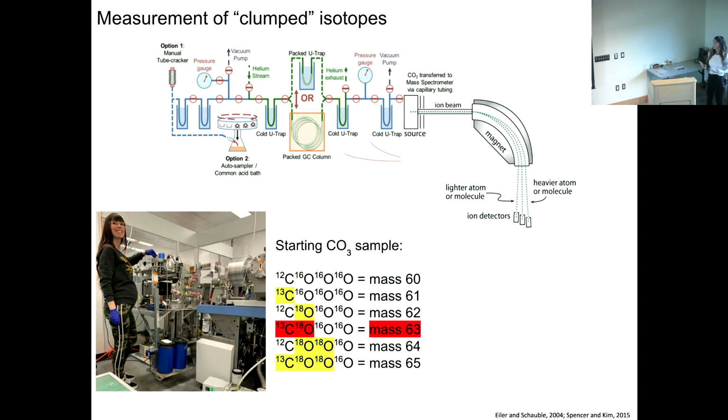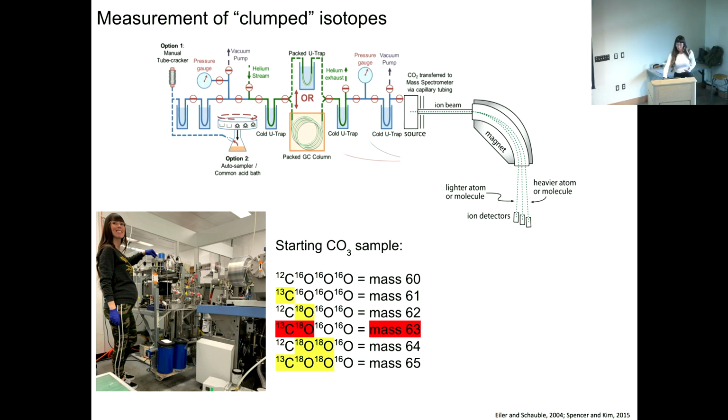So at this point, you take your silver capsule that has your crushed carbonate mineral inside of it, and you put it into the carousel, which is right here. And so once you put it in there, you're going to drop your carbonate mineral, which is a solid, into a bath of phosphoric acid. And that will dissolve your sample, and it will turn it into a gas.